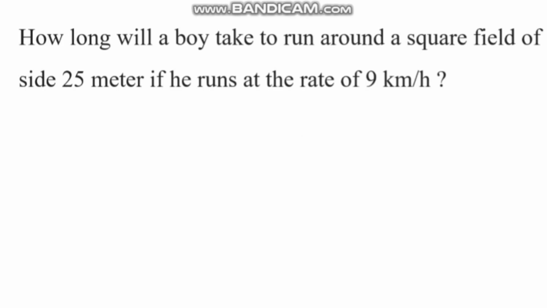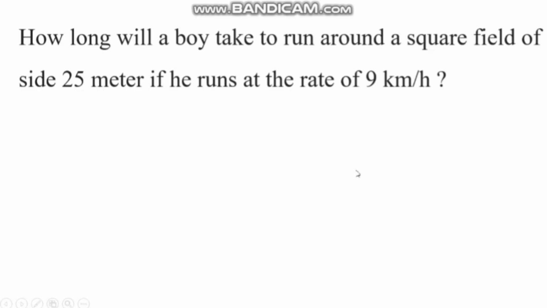How long will a boy take to run around a square field of side 25 meters if he runs at the rate of 9 km per hour? Here it is given that the square field has side 25 meters. A square has four sides, so the distance is 25 into 4, which is 100 meters.